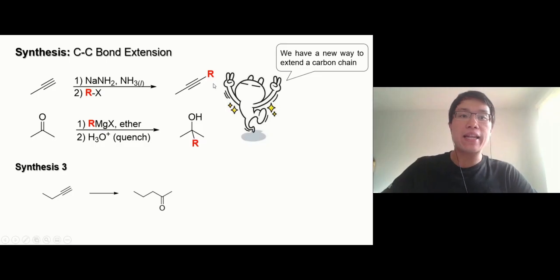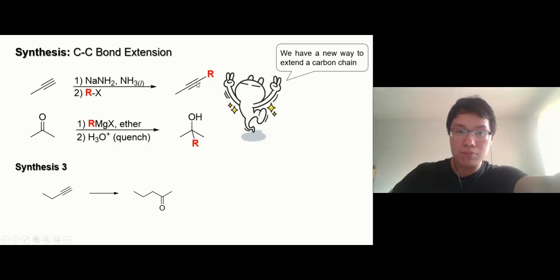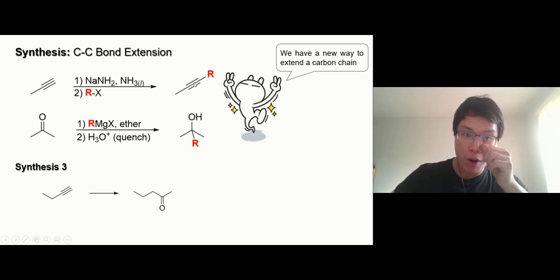The synthesis that involves carbon-carbon extension. There are only two reactions that we have learned so far that form a carbon-carbon single bond. One of them is to use an alkyne and add an alkyl halide onto it. The other one, you start from the ketone and do a Grignard reaction. Either one works, depending on the situation. Let's start with this one right here.